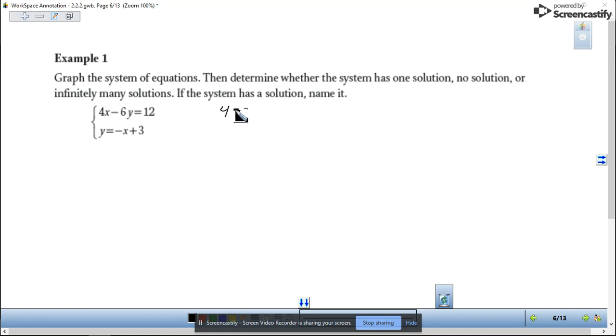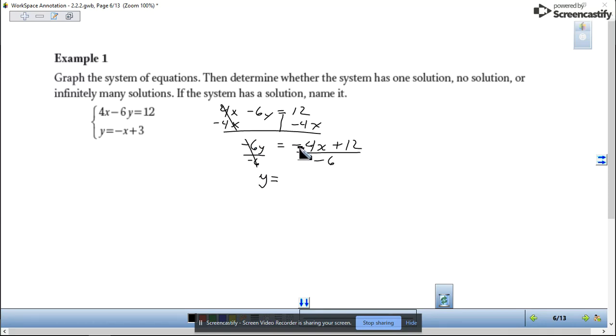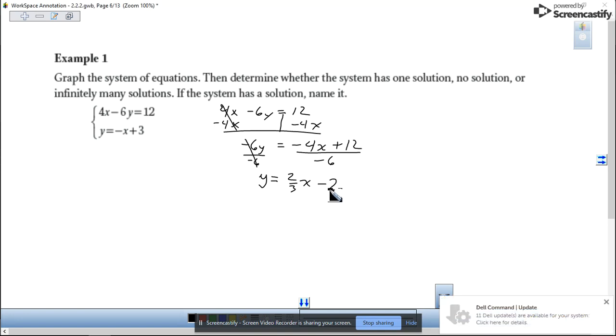Okay, so we have 4x minus 6y equals 12. First thing we would do is subtract 4x, putting it in slope-intercept form is the goal here. So we have negative 6y, and slope-intercept form means the x term needs to come first. So negative 4x plus 12, then divide by negative 6 on both sides. We get y equals negative 4 over negative 6 reduces to positive 2/3 x. And then 12 divided by negative 6 is negative 2.